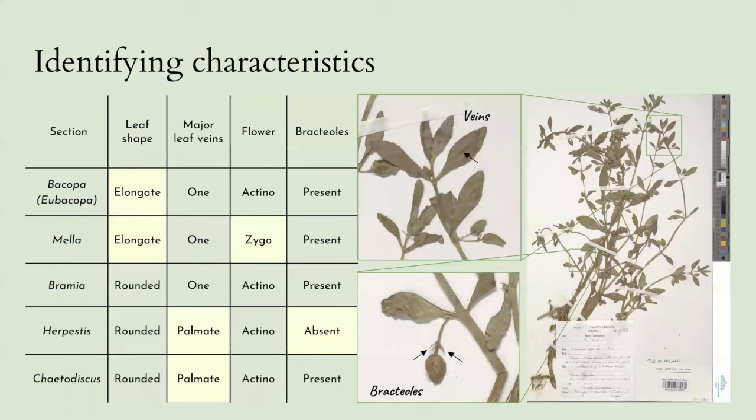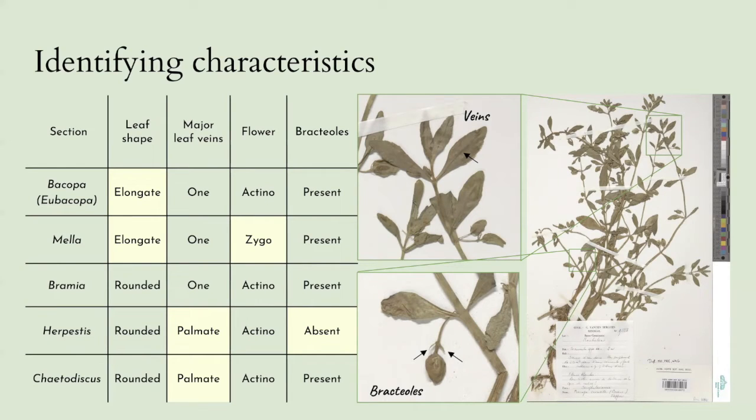As far as the remainder of the sections, I've highlighted some of the characteristics that are more obviously useful for telling the sections apart. So leaf shape, the presence of veins that are more or less obvious, and flower aspect, actinomorphic or zygomorphic, and the presence of bracteoles. I'll just highlight those here. Got some arrows showing you the bracteoles that are present on the pedicel leading to the flower, and that's a useful trait for telling a couple of these sections apart.